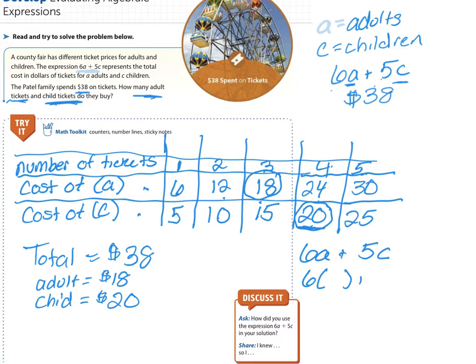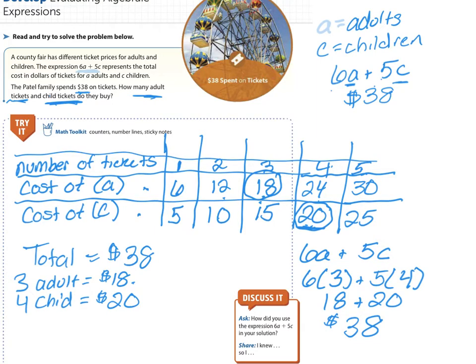$6 is the cost of the adult ticket. $5 is the cost of the children's ticket. So I'm looking here, I spent $18 on adults. $18 meant 3 tickets. Here I spent $20. $20 meant 4 tickets. If I substitute back into my original expression, I will have 18 plus 20, which is $38. So my answer is they would have bought 3 adult tickets and 4 children tickets. So how many total people went? 7.